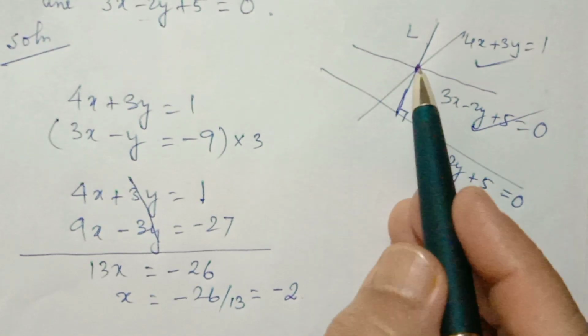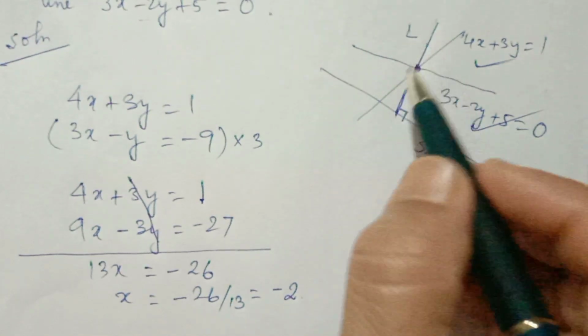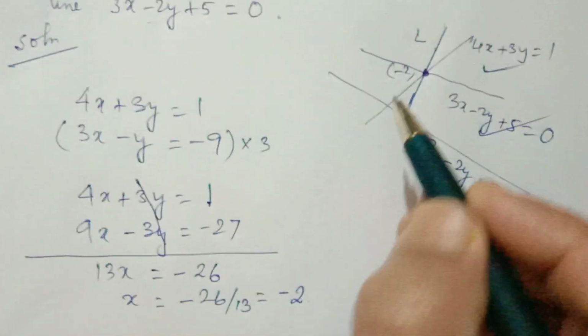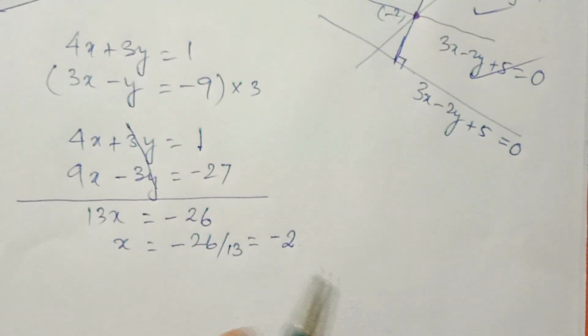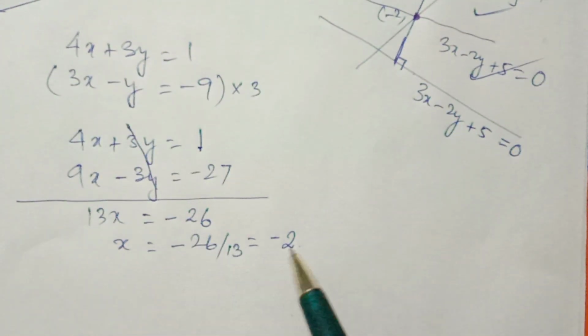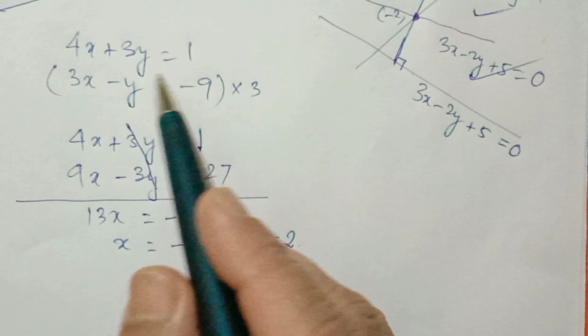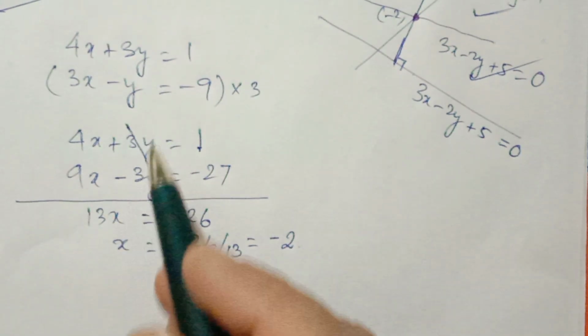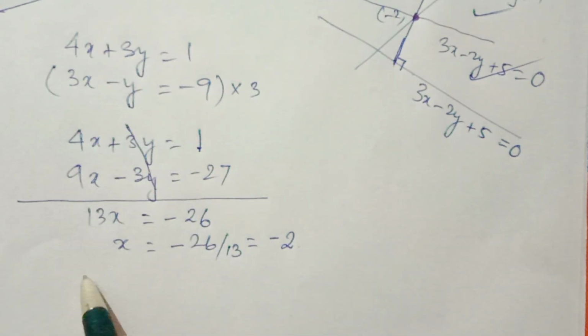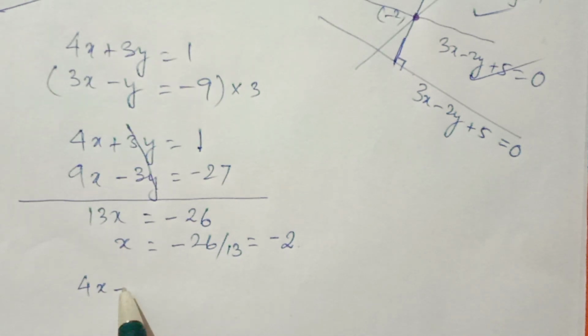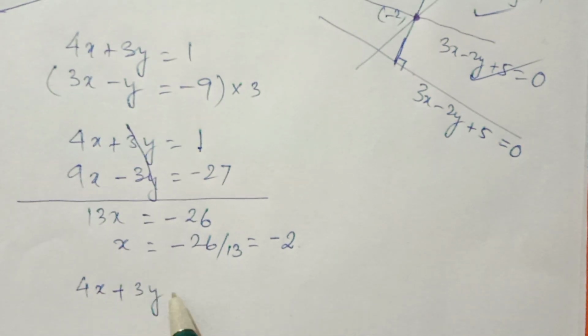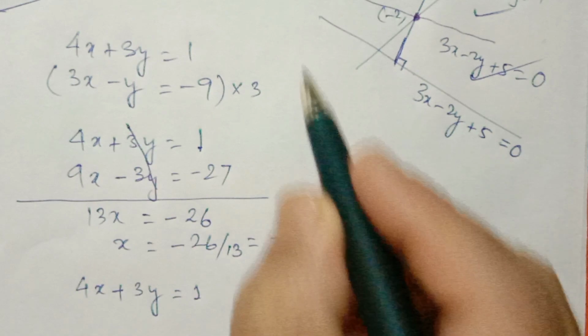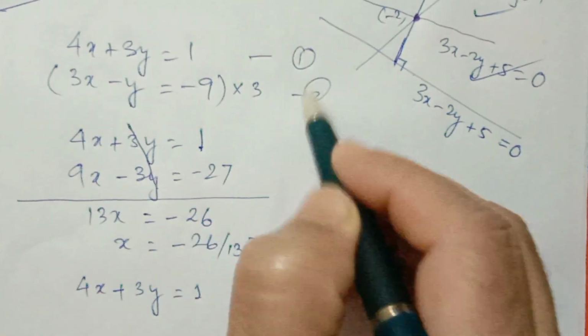Then we get the value of x: minus 26 over 13, that is minus 2. That means the x coordinate of this point is minus 2. Let us find the y coordinate. For that we can put the value of x in any of the equations. Let me put it in the first equation, 4x plus 3y equals 1.